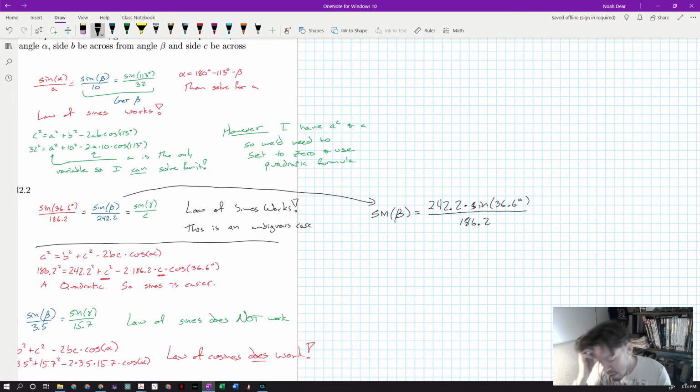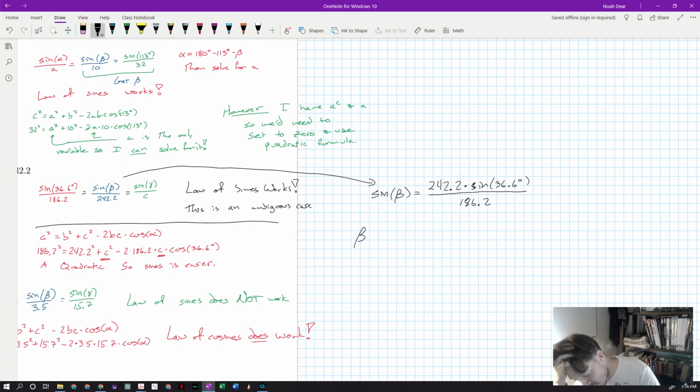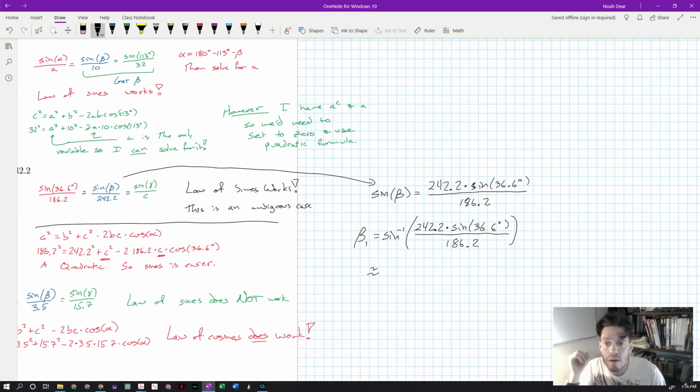Okay, so the short answer is that we'd say B1 equals sine inverse of all of this, 242.2 times sine of 36.6 degrees, all over 186.2. And when we plug this into the calculator, we'll get 59.15 degrees. So here we have at least one answer.